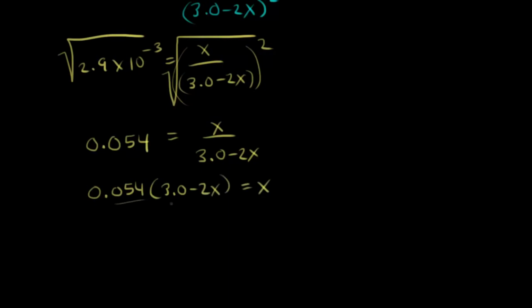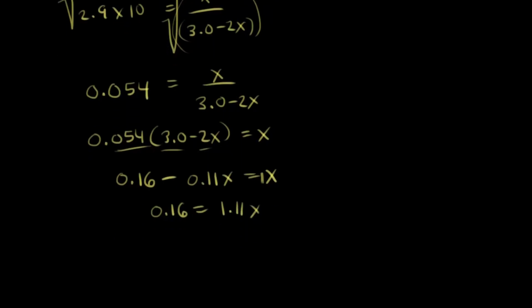So when we do that, we need to multiply 0.054 by 3, and if you round that, you're going to get about 0.16, and 0.054 times 2 is approximately 0.11. So we have 0.16 minus 0.11x is equal to x. So we have 0.16 is equal to, we put both x's on one side. This is 1x, and this is 0.11x. So 1x plus 0.11x is 1.11x. And so now we need to solve for x.